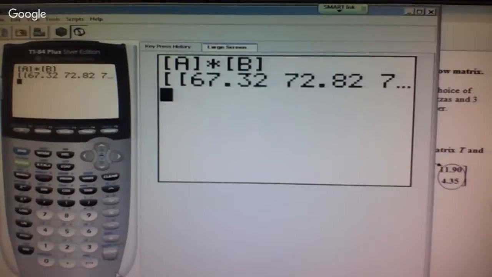When you hit enter, you get the first row. What about the second? You only get one. My answer is 1 by 3. Why did mine give me 2 rows? That's what I'm saying.